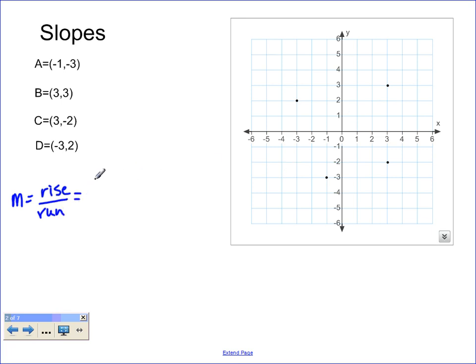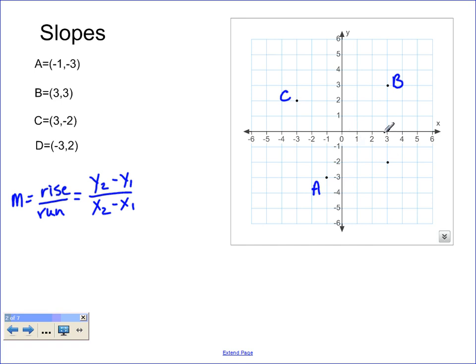Or we can use the slope formula, which is y2 subtract y1 over x2 subtract x1. And so what I want to do is explore a couple things about the slope of the lines around these points. Let's just label the points first. If A is (-1, -3), so this is point A down here. B is (3, 3), so this is point B.